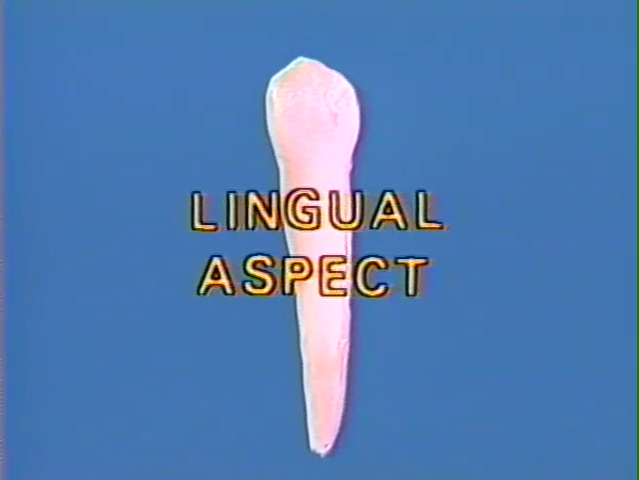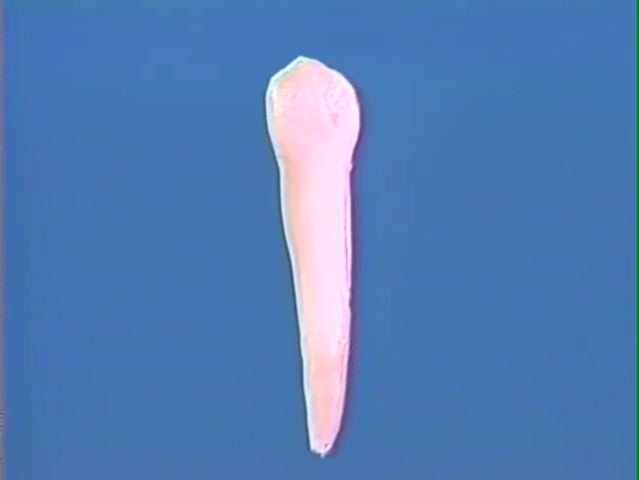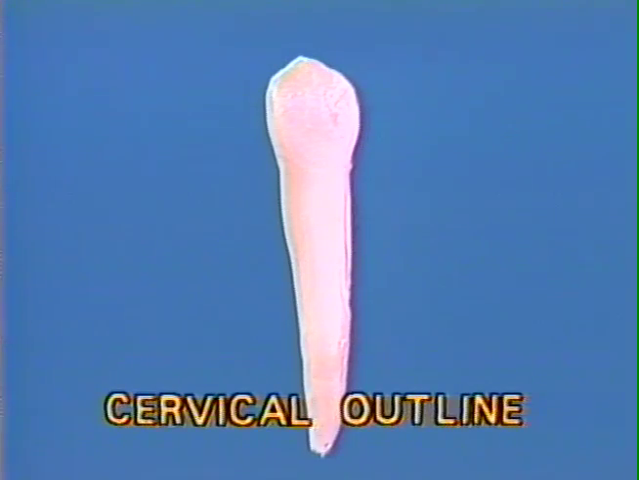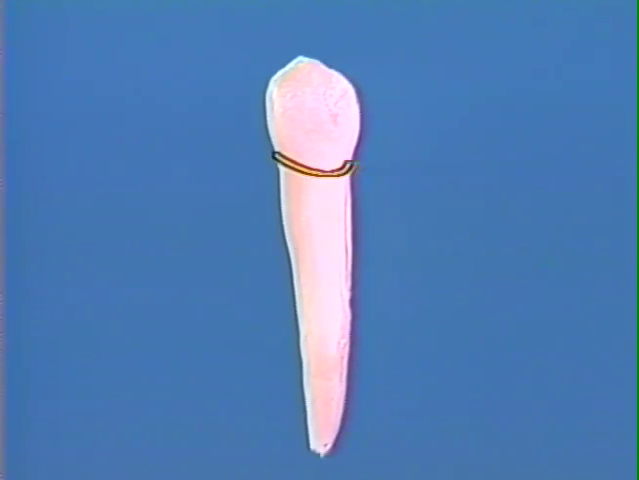The lingual aspect. The mesial, distal, and incisal outlines are similar to those of the labial aspect. Cervical outline. The cervical line exhibits a greater cervical curvature than on the labial and is offset with the greatest curvature to the distal.